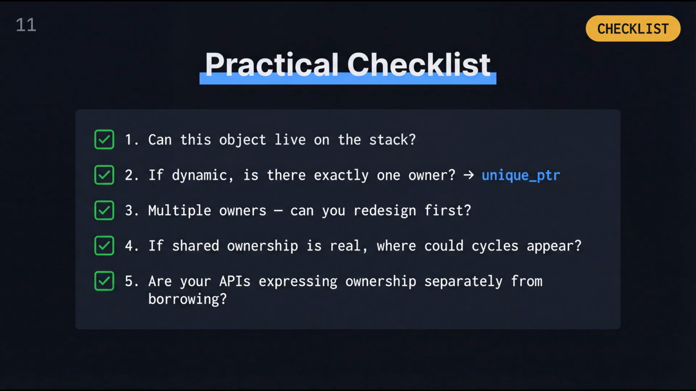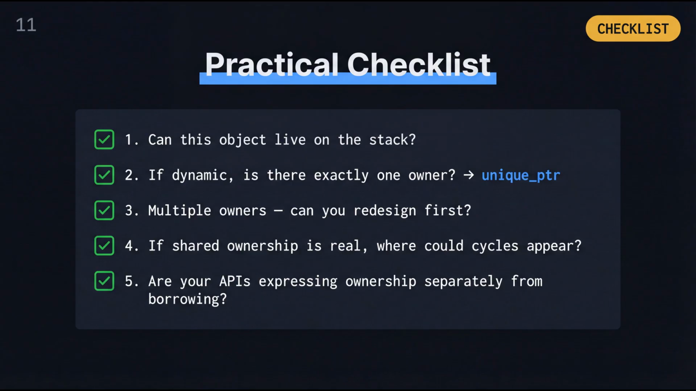2. If it must be dynamic, is there exactly one owner? Use unique pointer. 3. If multiple owners seem necessary, can you redesign to avoid shared ownership? Often, you can restructure so one object owns and others just observe. 4. If shared ownership is genuinely required, where could cycles appear? Identify back references and use weak pointer for them.